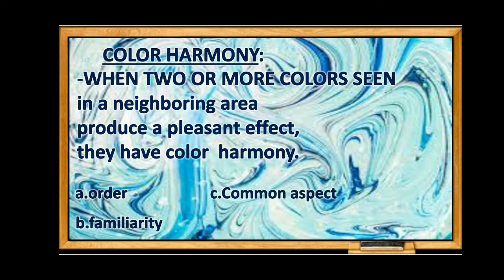C is common aspect. Any group of colors will be harmonious if the colors have a common aspect or quality. And D is the abundance of ambiguity. This is about selecting the hues or colors to be used. Choose a simple hue harmony or make the hues differ by 5 and 10 steps on the Munsell scale.